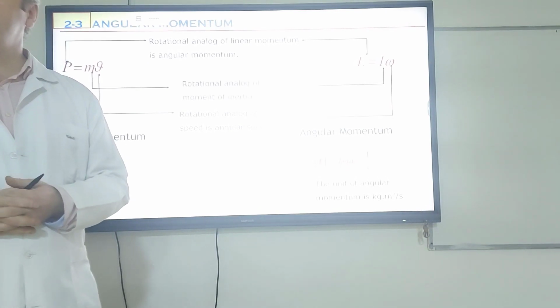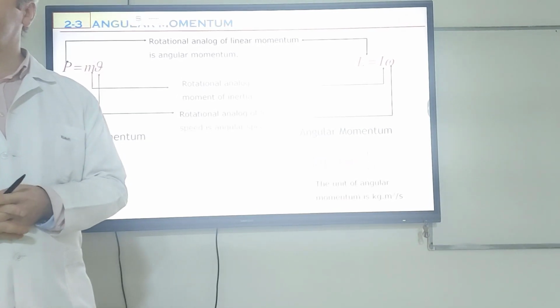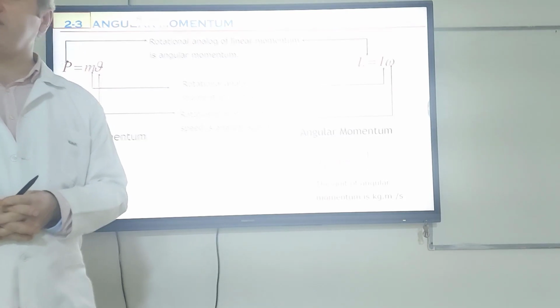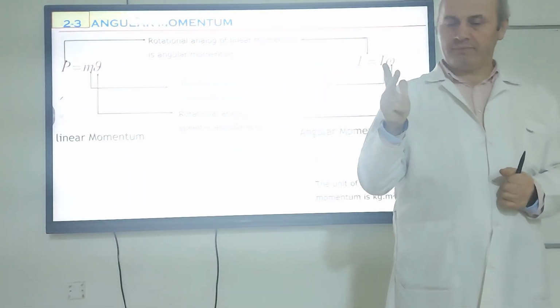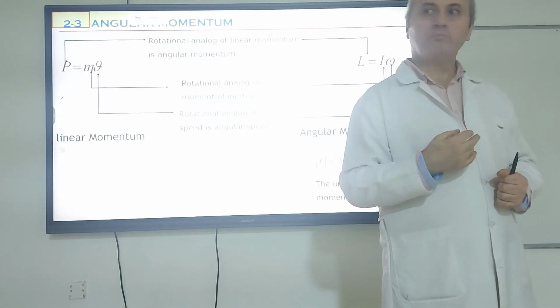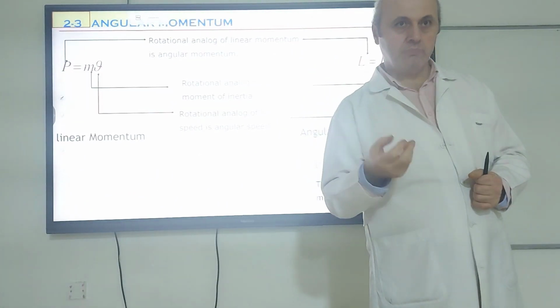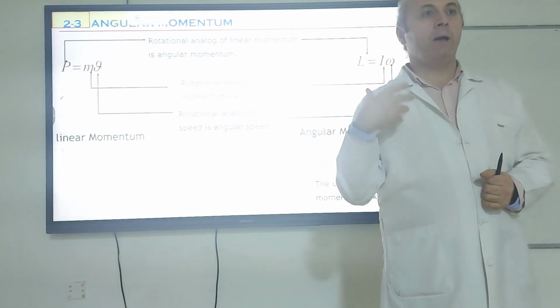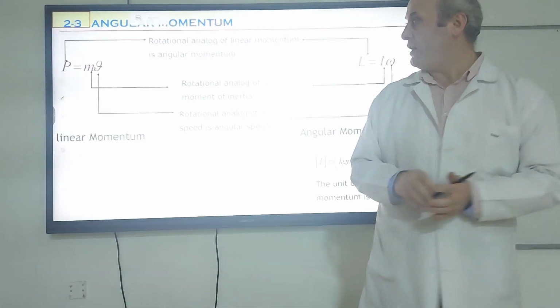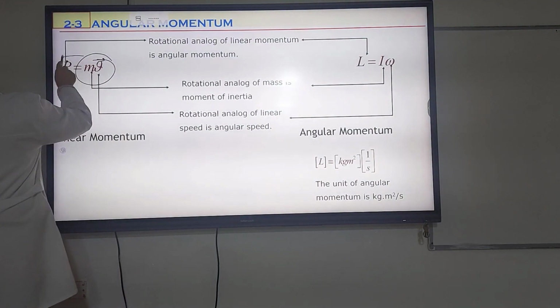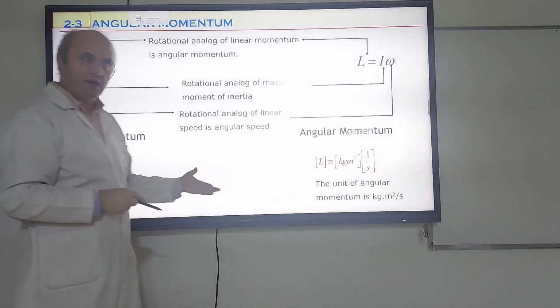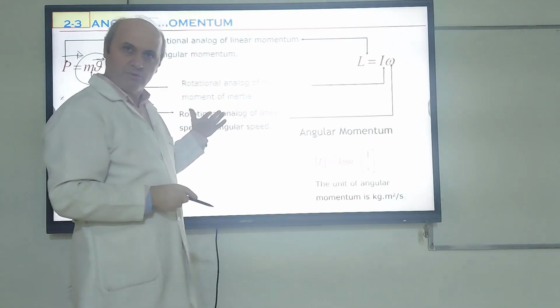And in 11th grade, you defined the linear momentum: mass and velocity. Big mass, big momentum. Big velocity, big momentum. So that's why linear momentum was mass times velocity. Because velocity is a vector, the linear momentum is also a vector.